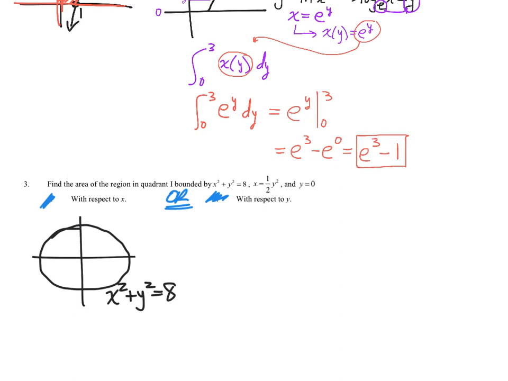x equals 1/2 y squared. That is the inverse of a parabola. How do I know it's an inverse of a parabola? The x and y values are switched. That's how you find inverses.